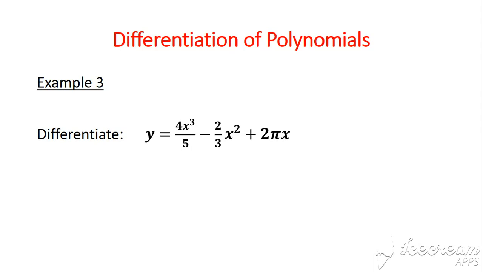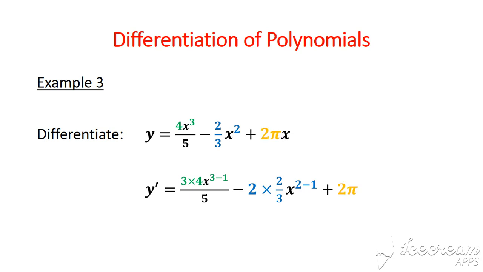Right, and let's look at a more tricky one to finish off with. Let's differentiate y is equal to 4x cubed over 5 minus 2/3 x squared plus 2 pi x. Well, the first term, the 3 is going to come out the front and multiply by the 4. And we're going to take the power of 3 and take away 1 again. Don't worry about that divide 5, we can just leave it there. For the second term, the 2 is going to come out the front and multiply by the 2/3 and drop down to a power of 1.